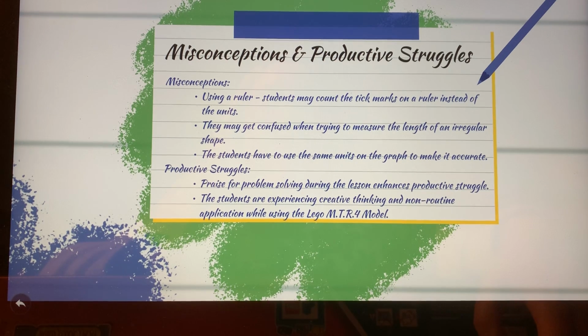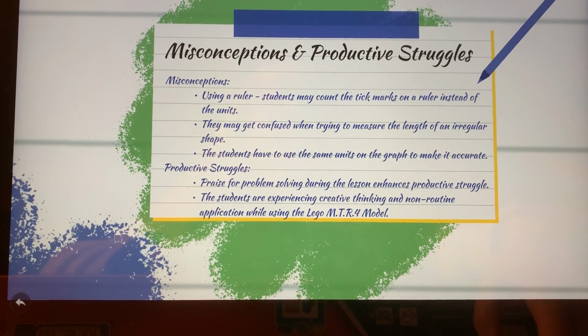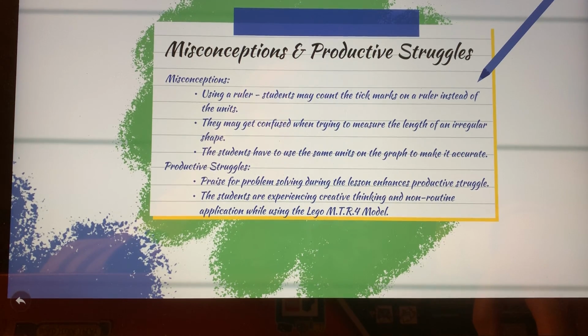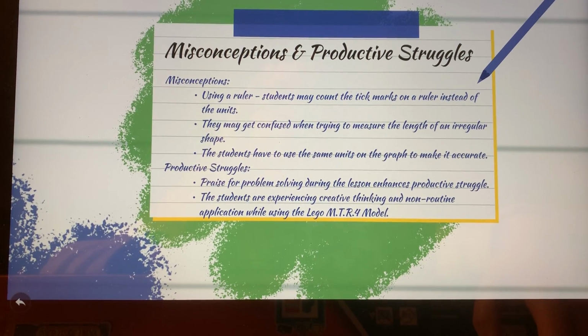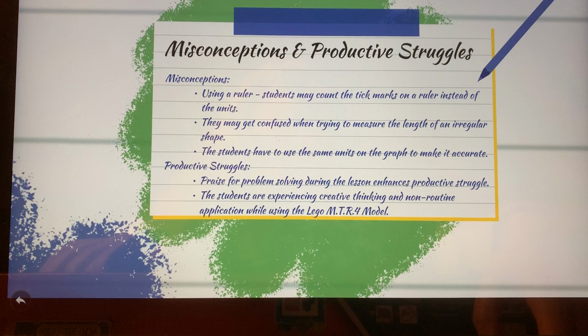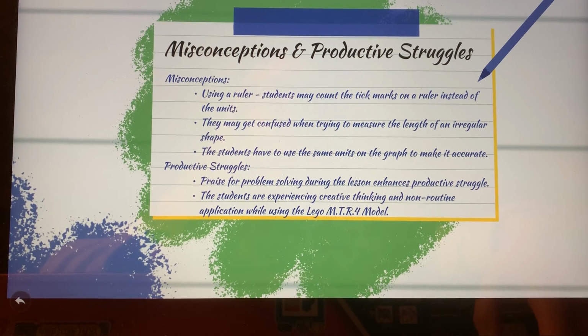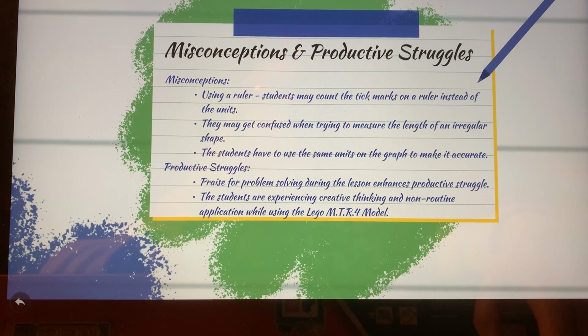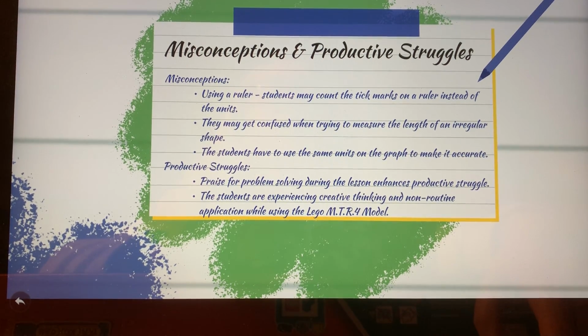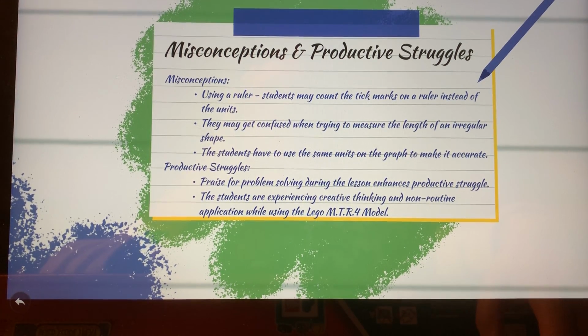And they may also get confused when trying to measure the length of an irregular shape. So they might be used to just measuring straight objects or squares or things like that. So when they're measuring things that are around the classroom and comparing it to the measurement of the object being thrown, it might confuse them a little bit.